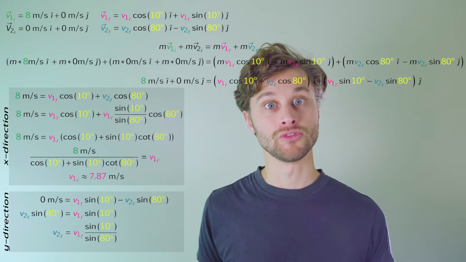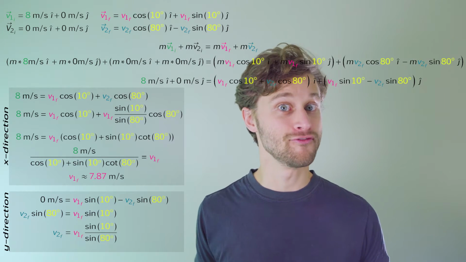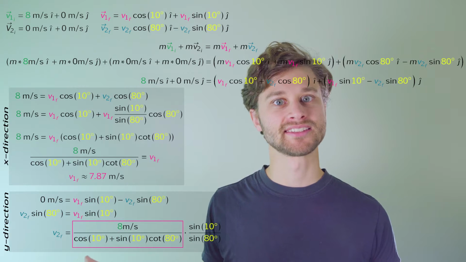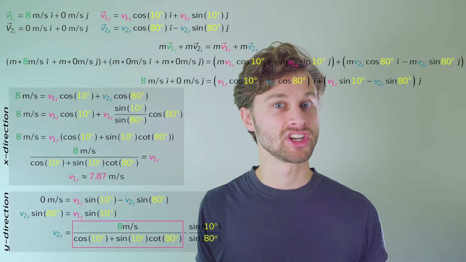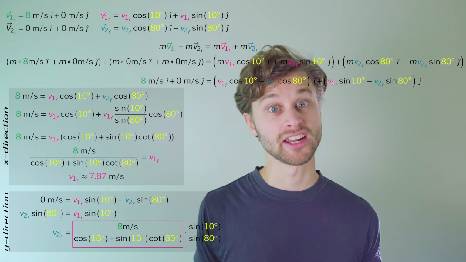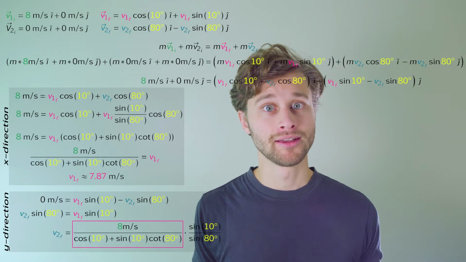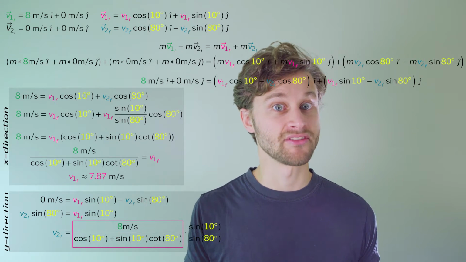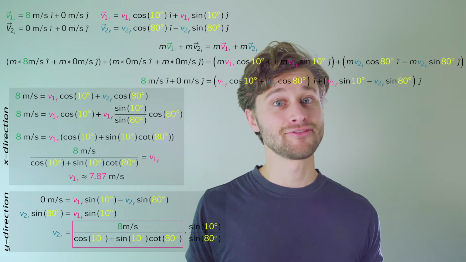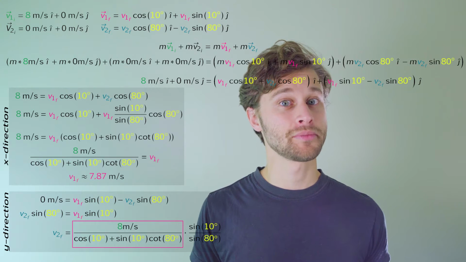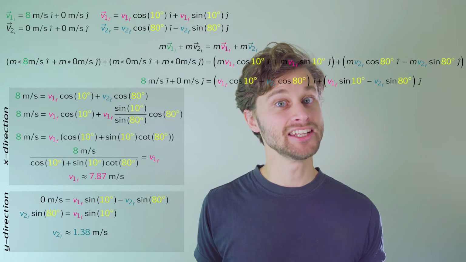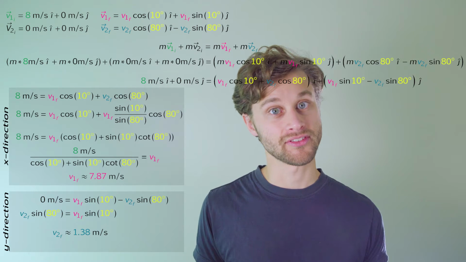Now I can take this value for v1 final, plug it back into my v2 final equation, and solve for v2 final. Now don't be concerned about the complexity of this v2 final equation. I'm using the exact value for v1 final here just to make v2 final a little bit more accurate. But ultimately, I'm just substituting 7.87 into my v2 final equation. When all is said and done, I found my value for v2 final, which is about 1.38 meters per second, and its direction is 80 degrees below the positive x-axis.